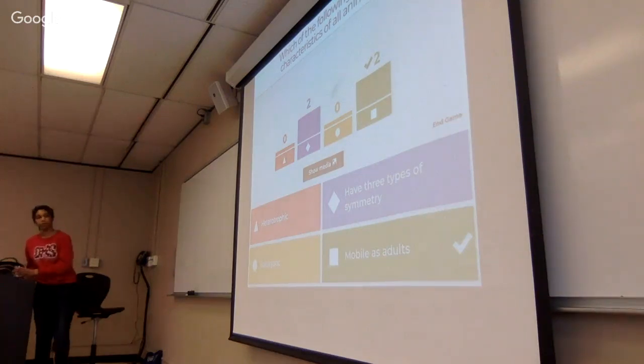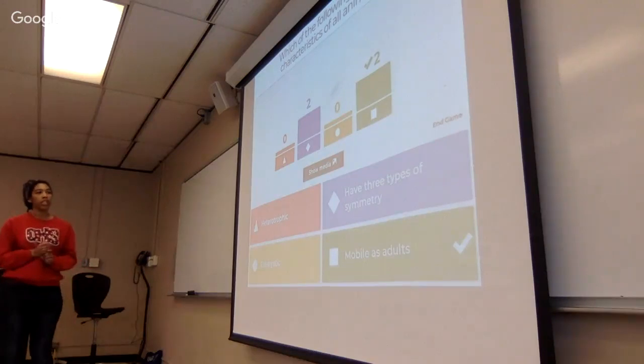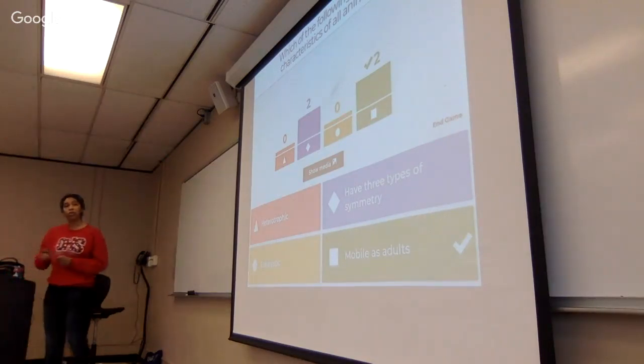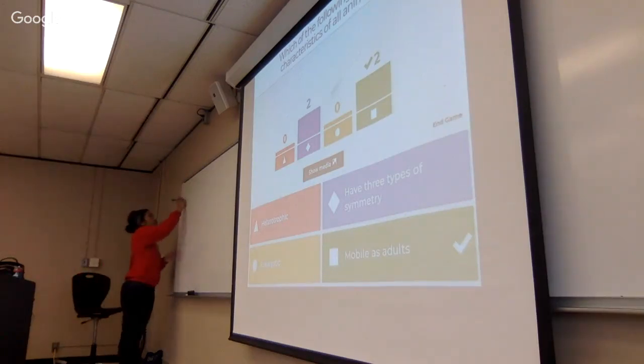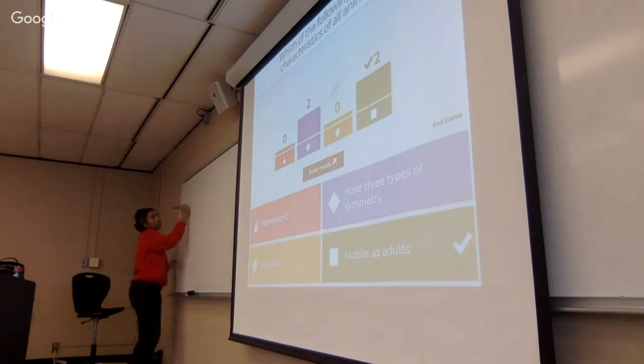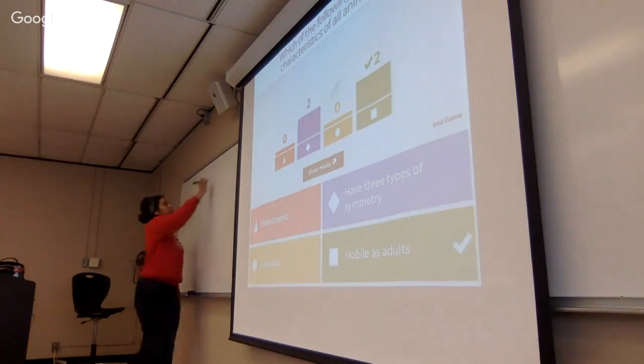Okay, we have a toss-up. All right, so three types of symmetry. So we do have three types of symmetry. Does anyone remember what those are? Bilateral, radial, asymmetrical. Mm-hmm. And you'll want to know these as well. Bilateral, radial, and asymmetrical.